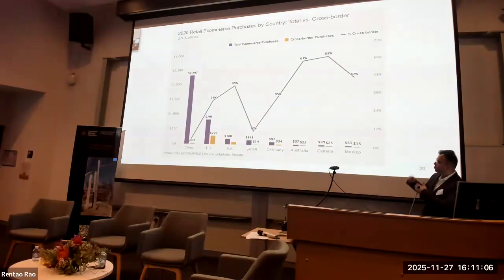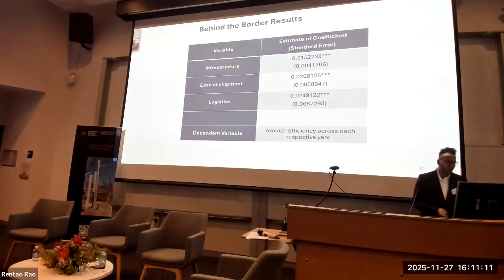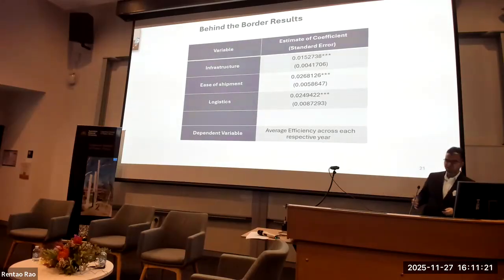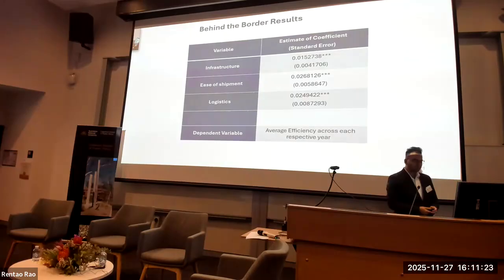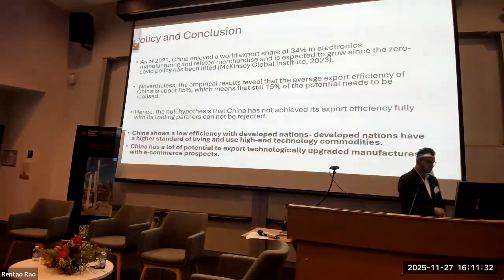But cross-border, very different. So when we see the behind the border, we have identified infrastructure, ease of shipments and logistics, and they have regressed it on the average efficiency of each year of China. And it shows positive results. These figures are taken from the LPI index of the World Bank. So China should be working on these three things.